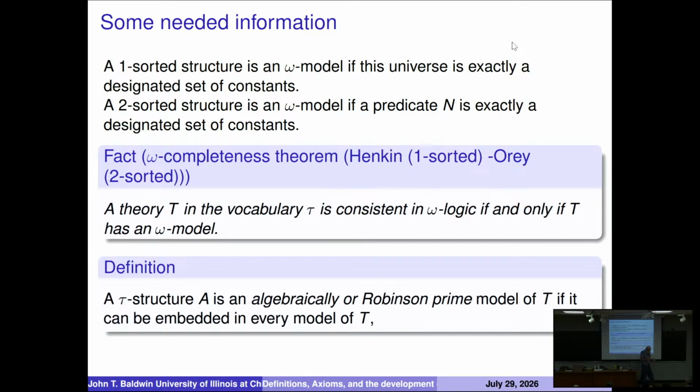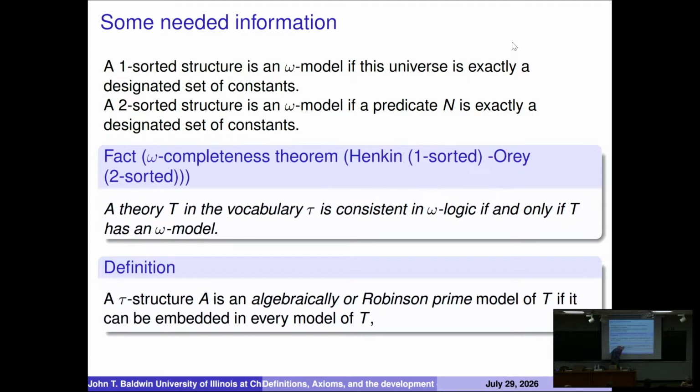So now I'm just going to give a little notation. We've been using the word omega structure all week, but there's a difference whether you have a one- or two-sorted structure. In the one-sorted case, we want to insist that these constants name everything in the universe. But in the two-sorted case, we have this predicate N, and we're only worried about naming every element of N. And this is basically Henkin and Orey in the 50s, and it's a theorem of theirs that a theory is omega consistent if and only if it has an omega model, which, for model theorists, is another way of saying the omitting types theorem.